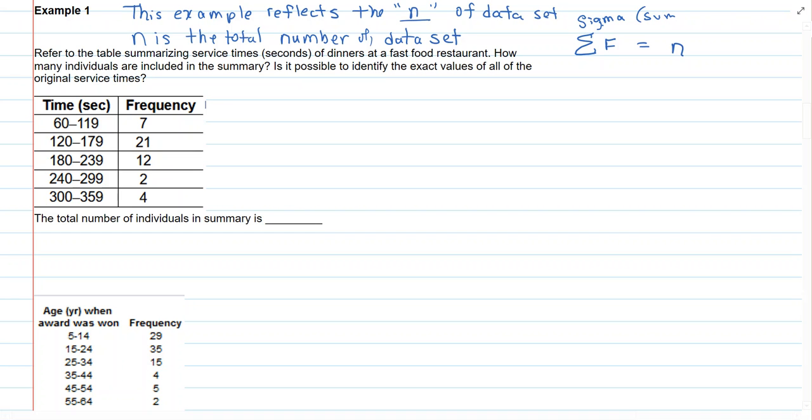So let's look at this example and explain all of this. Refer to the table summarizing service times in seconds of diners at a fast food restaurant. How many individuals are included in the survey? Is it possible to identify the exact values of all the original service times? And so there's a two-part. So we want the summary.